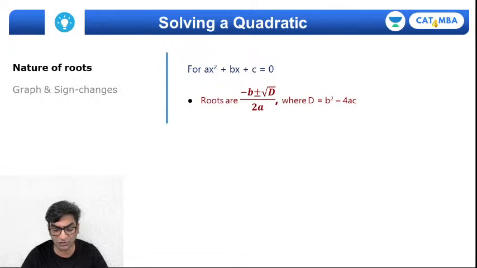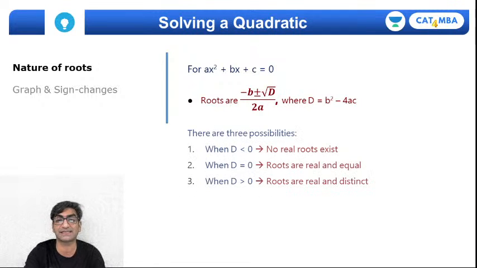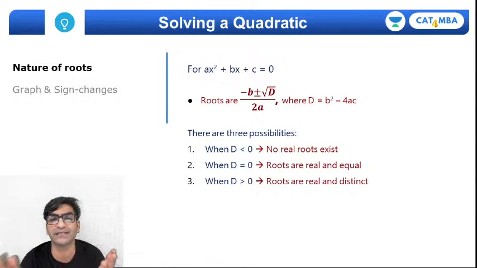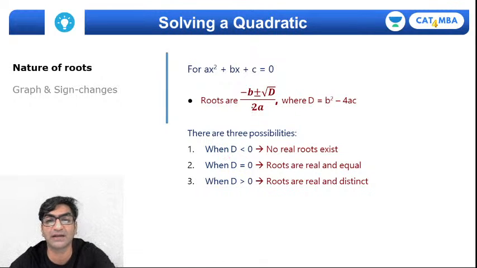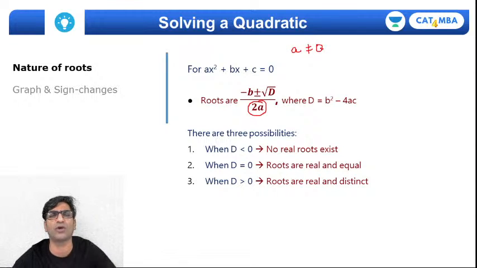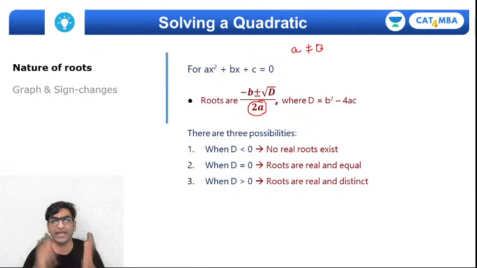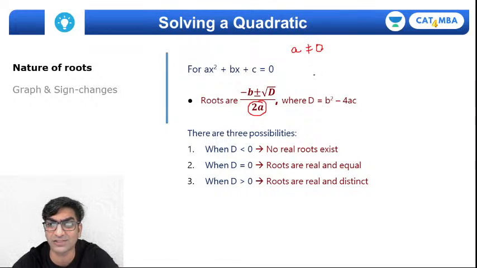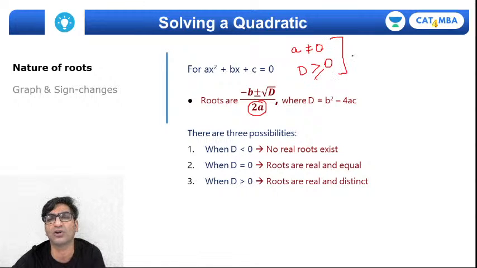Now the first question you want to ask yourself is, when will the roots exist? The moment you look at this expression, it becomes apparent that it contains two constraints. One is that there is a denominator, so a cannot be 0, because the moment the denominator becomes 0, the root will be in the 1 by 0 form, which is not a real number. The second condition is that it contains a square root, so whatever is inside the square root should not be negative. D must be greater than or equal to 0 for the roots to exist. So these are the conditions for roots to exist.